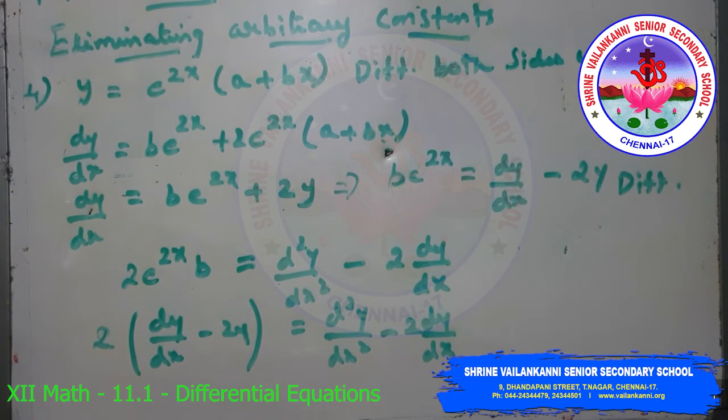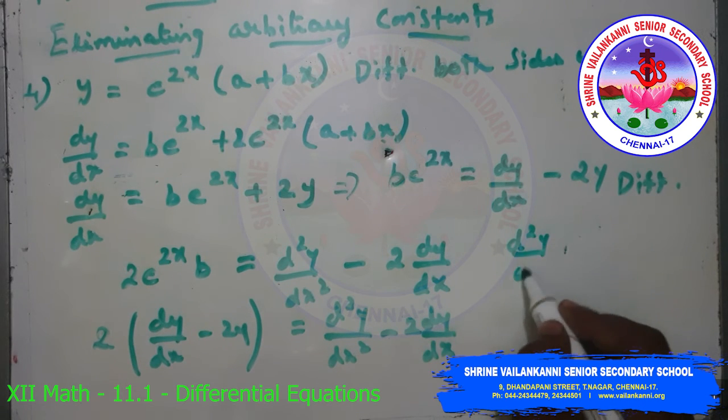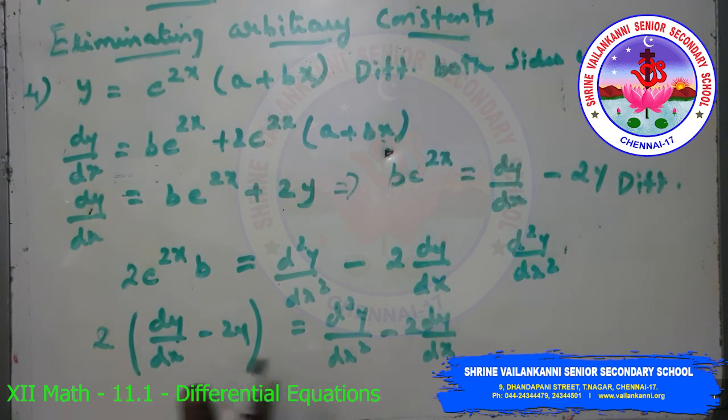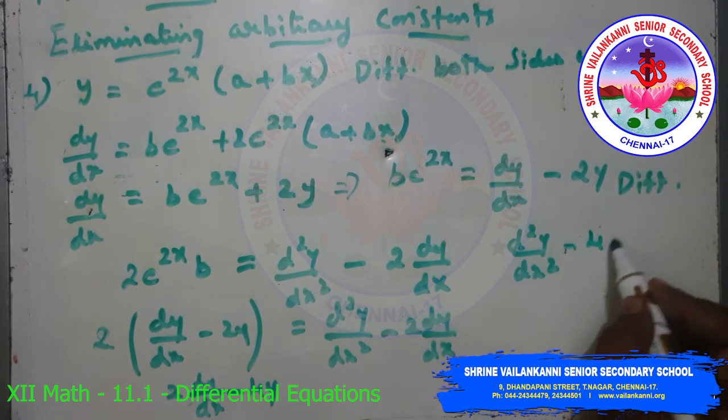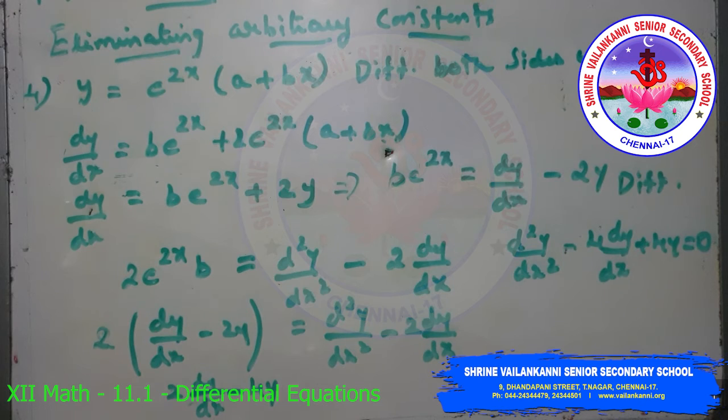So we can rewrite this equation as d square y by dx square. Here we have 2 into dy by dx minus 4y. So I can write this as 2 into dy by dx minus 4y. So when it comes here, it is minus 4 into dy by dx plus 4y, which is equal to 0. So d square y by dx square minus 4 into dy by dx plus 4y is equal to 0, which is the required differential equation.